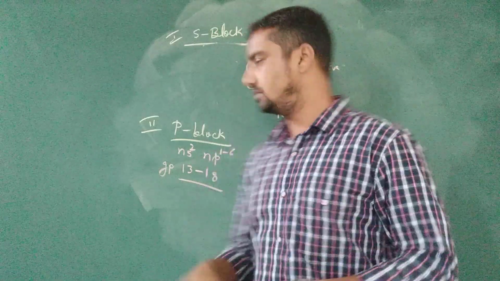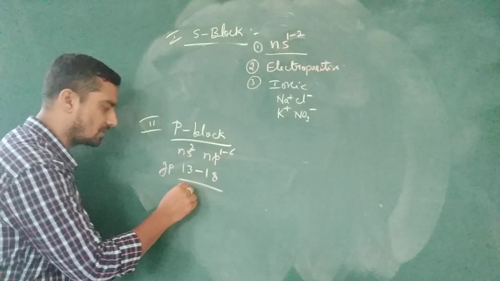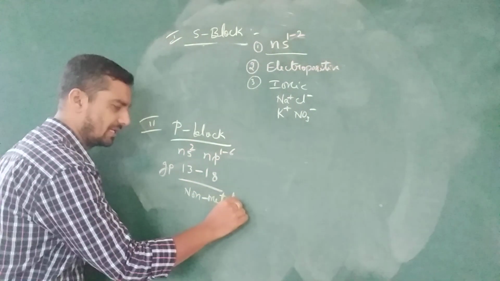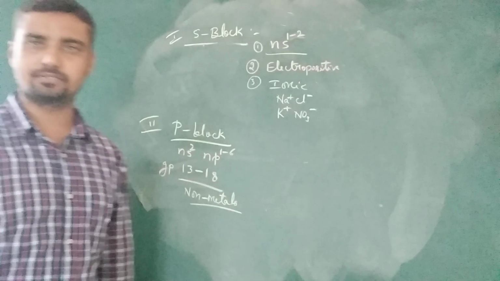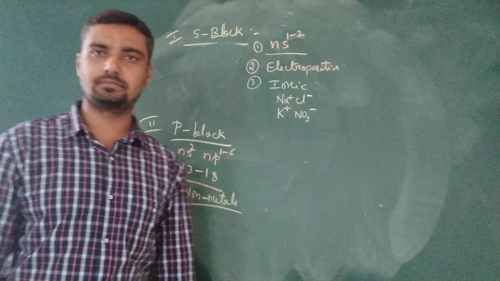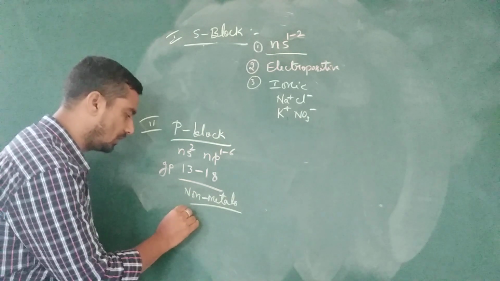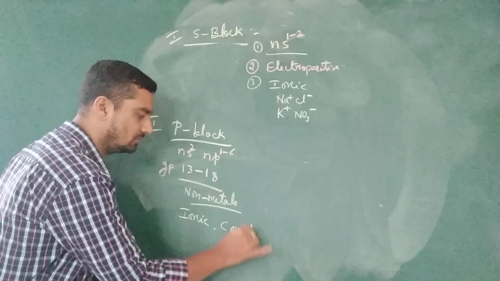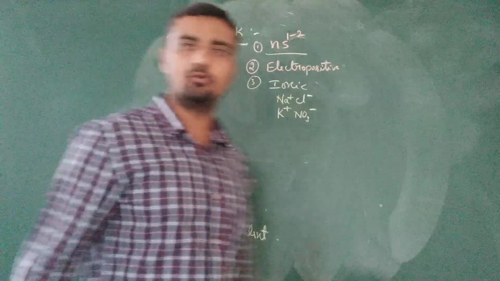Understood? In the P block, most of the elements are non-metals. A few metals and metalloids are also present, but most of the elements are non-metals. They form both ionic compounds and covalent compounds. How do they form ionic compounds? How do they form covalent compounds?